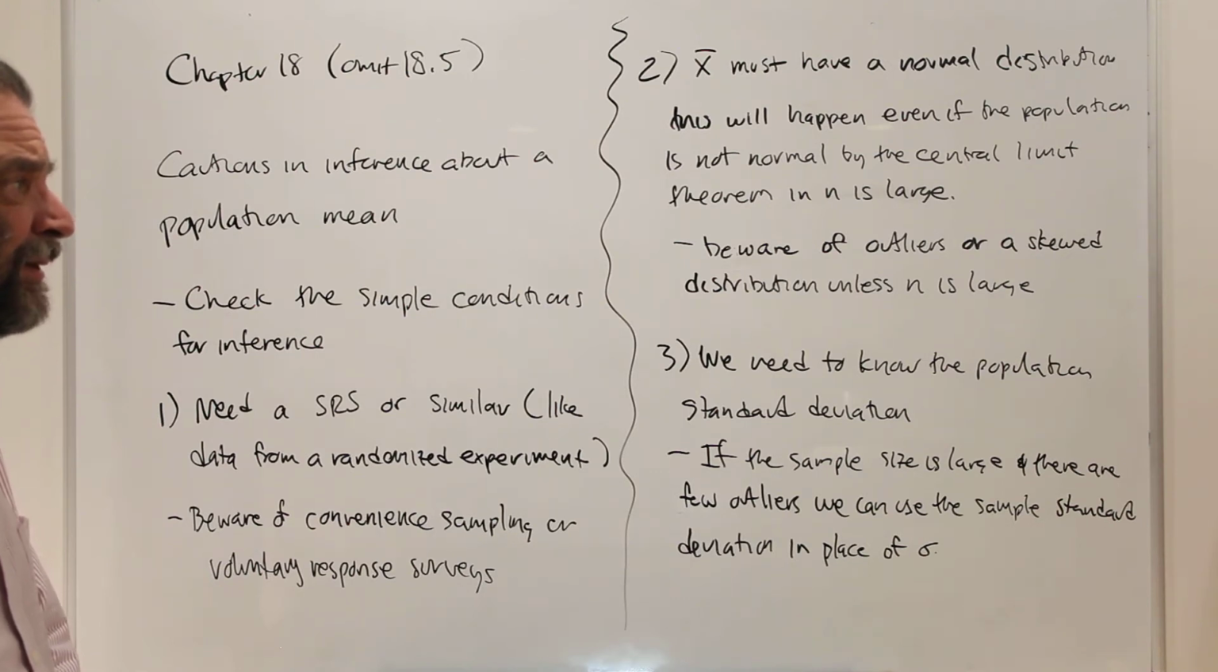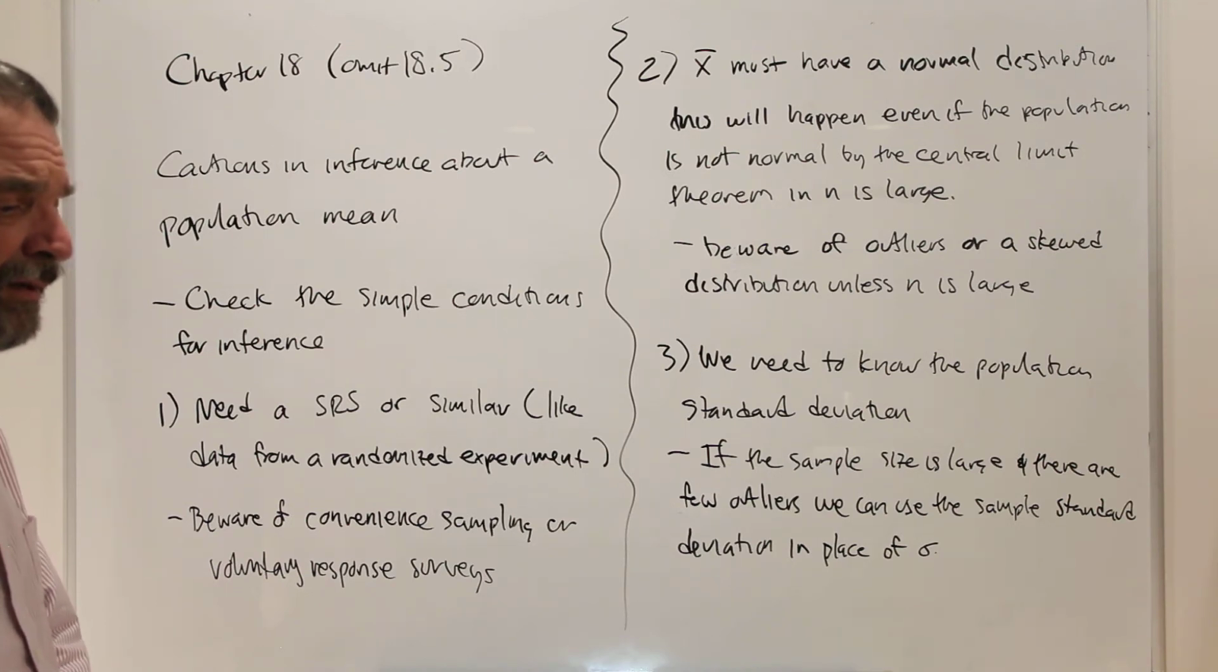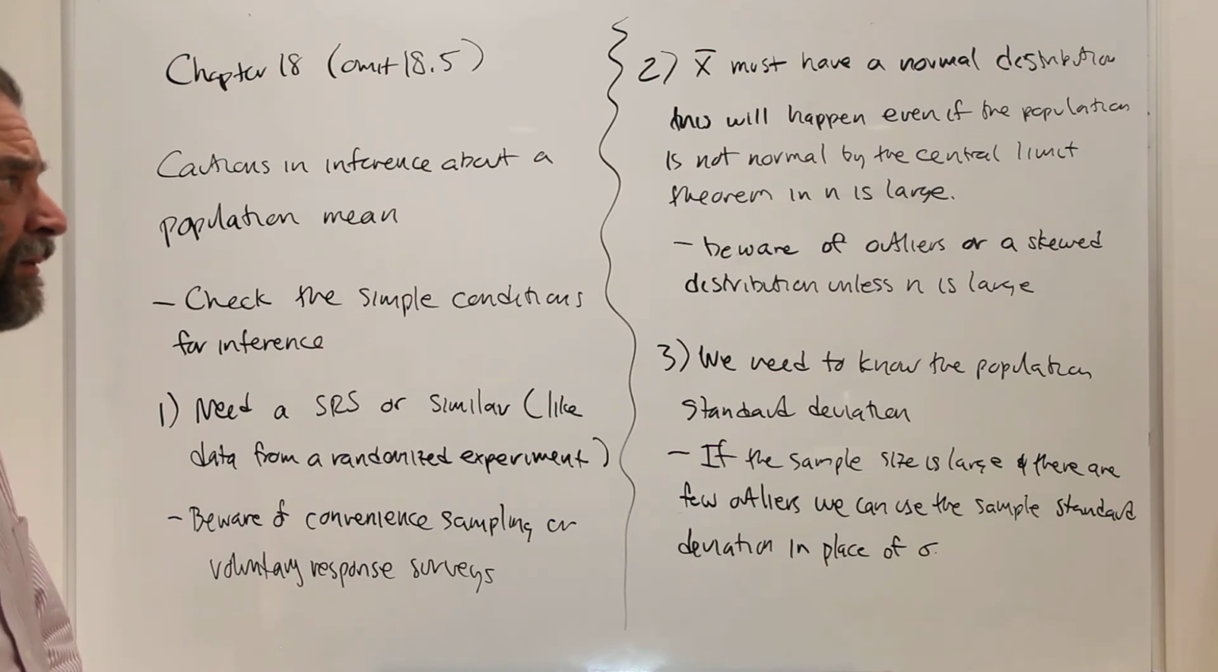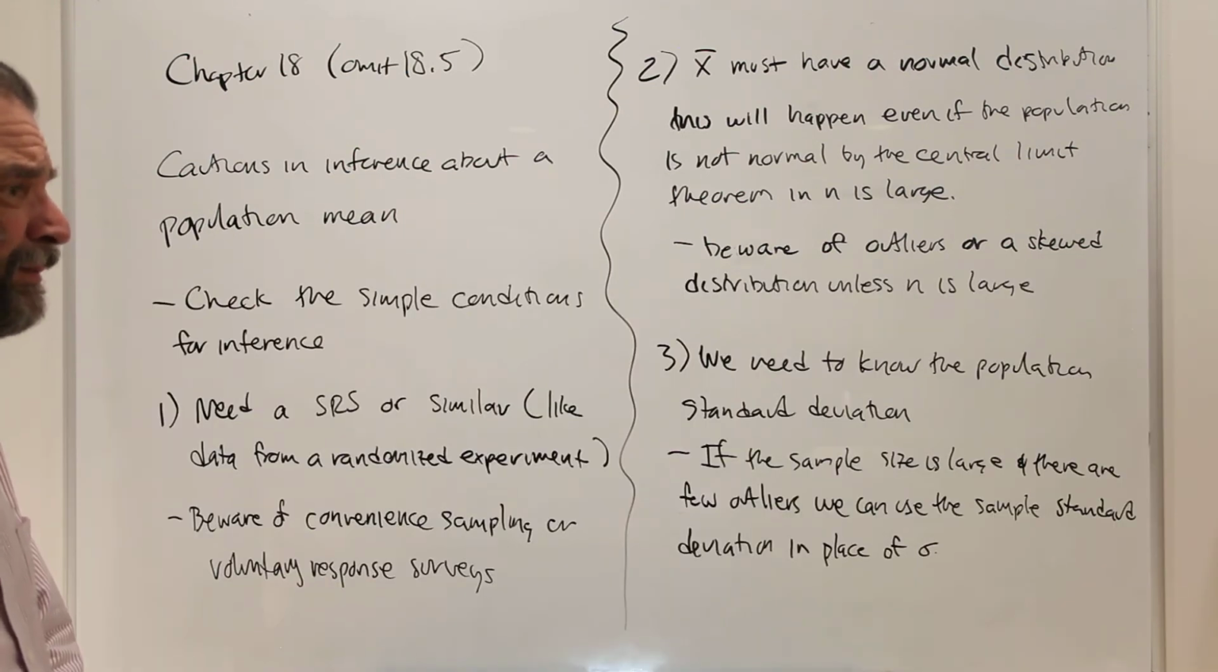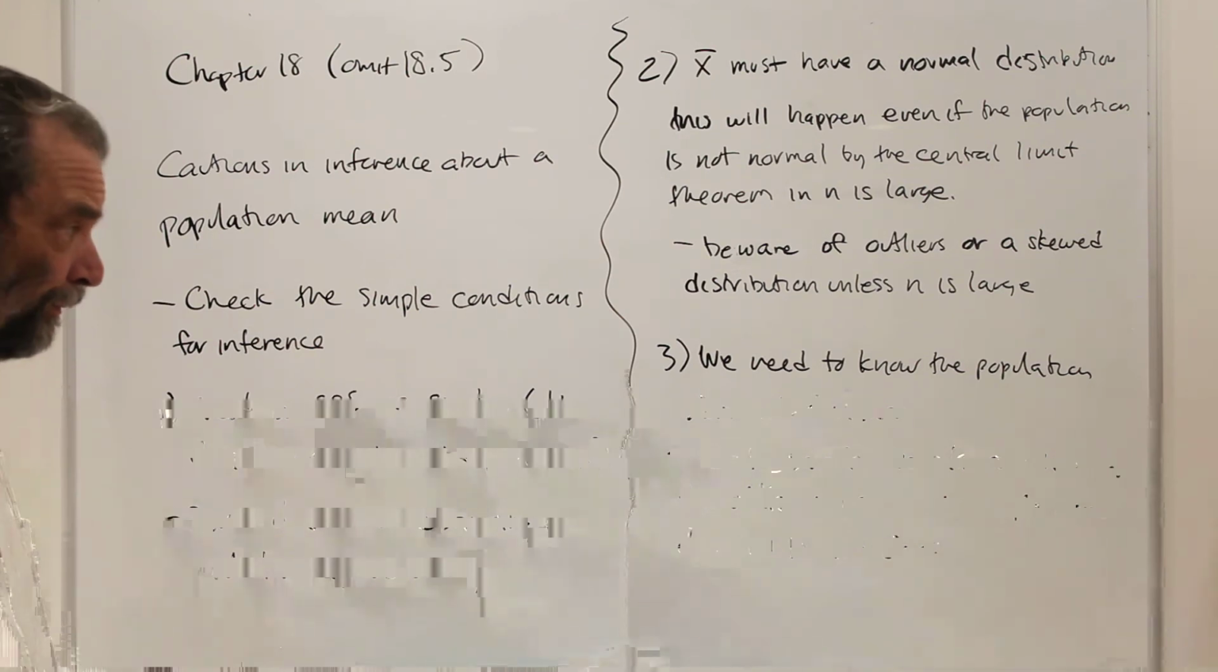But we have to be careful in the middle ground, where you have medium-sized samples. Beware of outliers or a skewed distribution unless n is large. So basically you would look at a stem plot or something like that of your data to see if it appears to have come from something like a normal distribution if the sample size isn't big. How big is big? Bigger than 40 is considered big ordinarily.